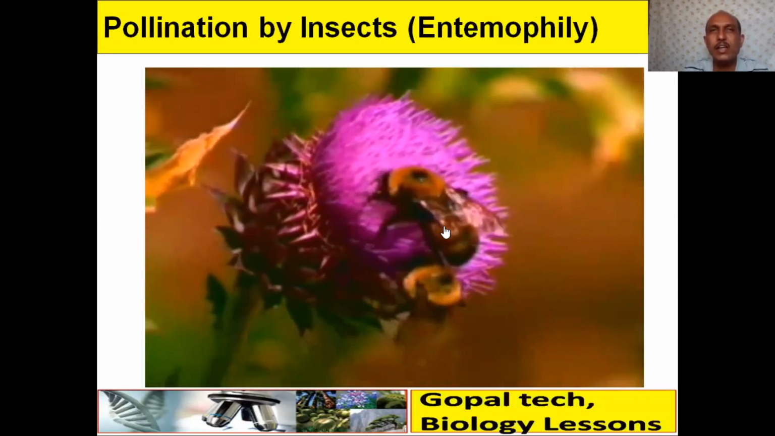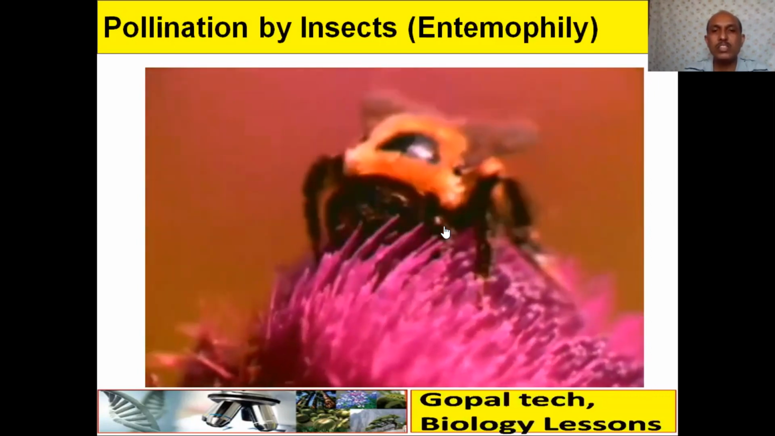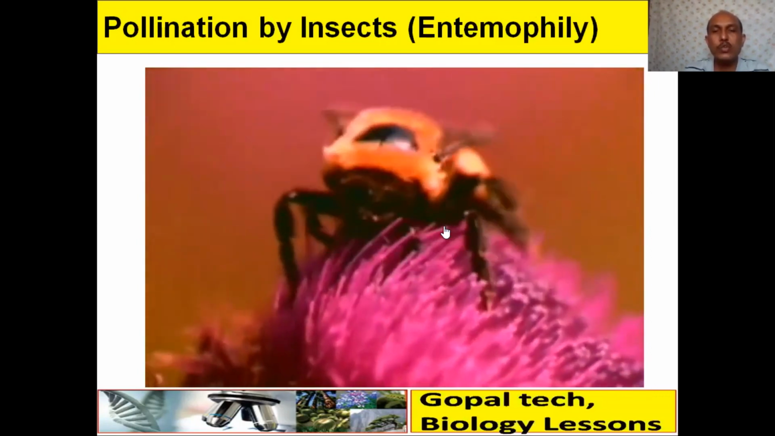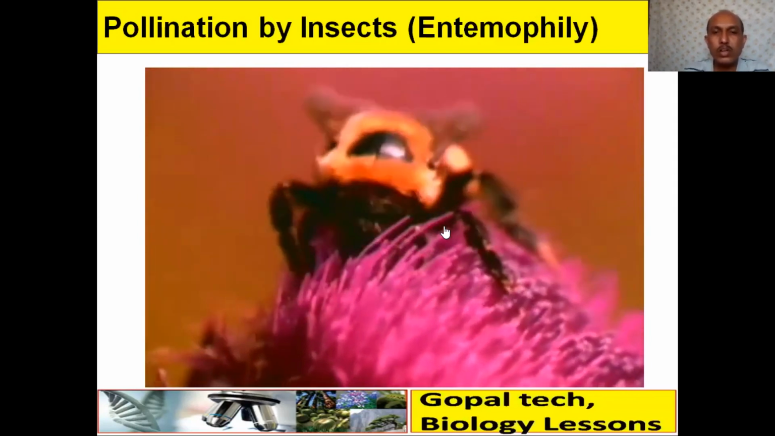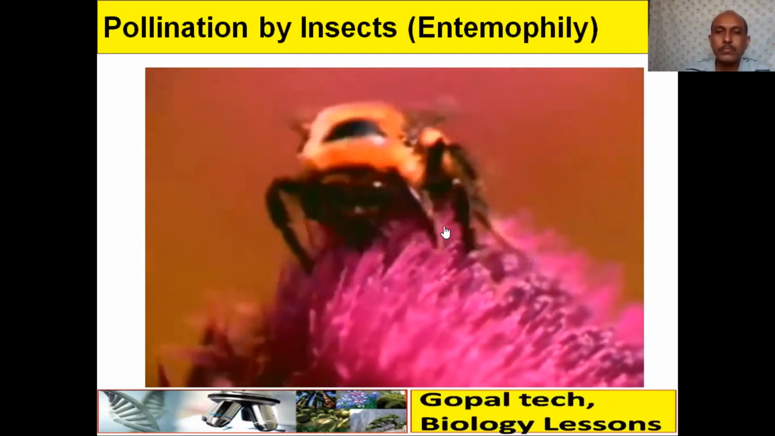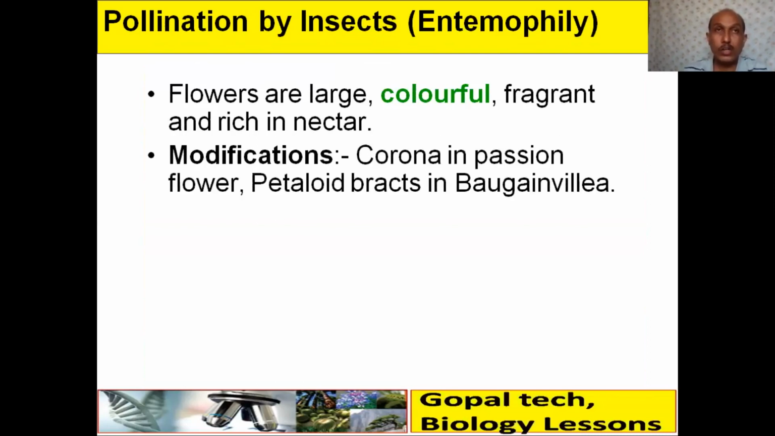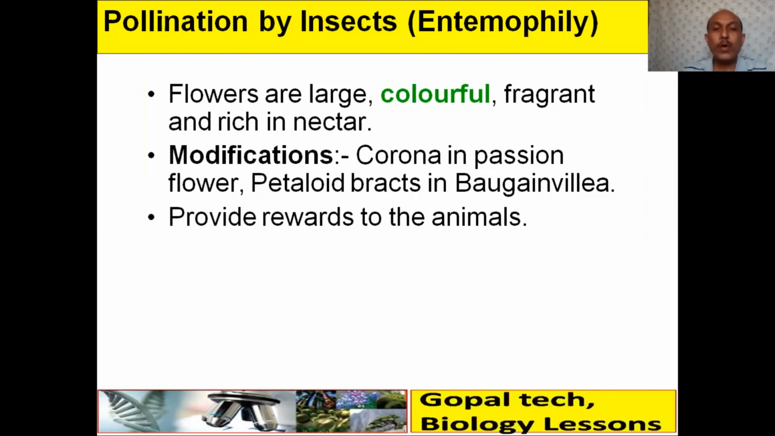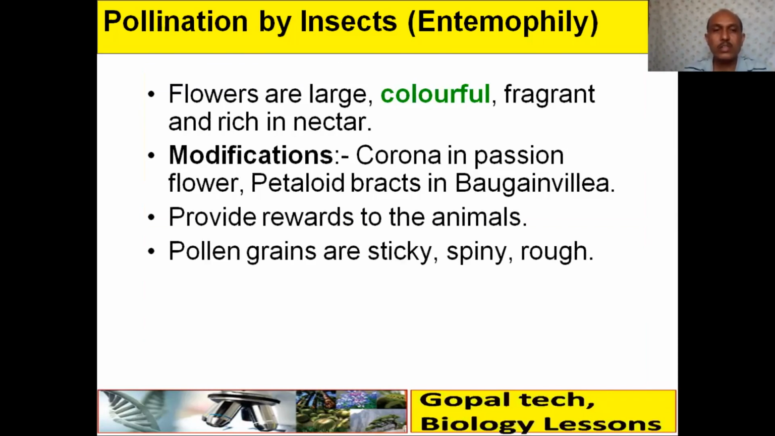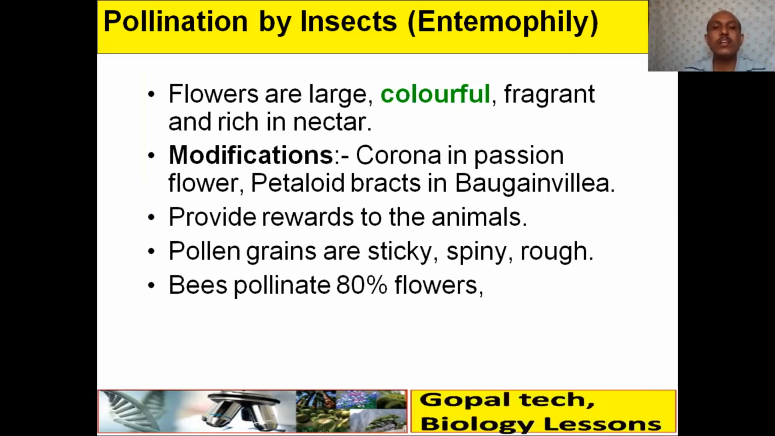Pollination by insects, entomophily. Again we have seen in the video, here also in the different flower, nectar. So flowers are large, colorful, fragrant and rich in nectar. इधर modifications भी होते हैं, corona in passion flower, या petaloid bracts in bougainvillea. They provide rewards to the animals. Pollen grains are sticky यहाँ पे, spiny and very rough होते हैं.